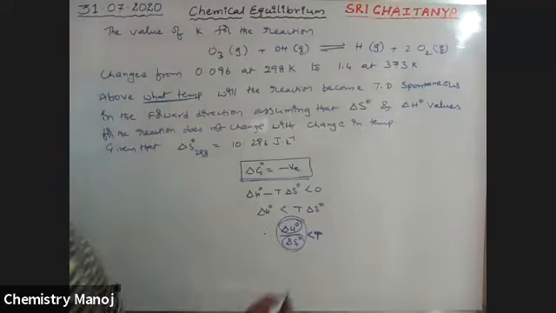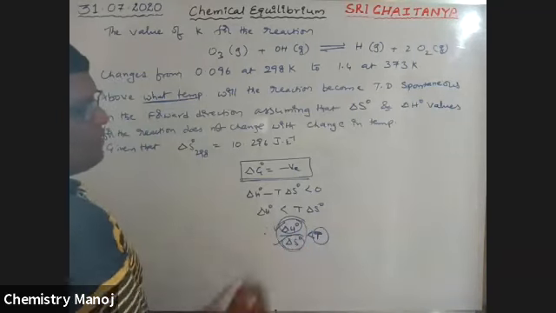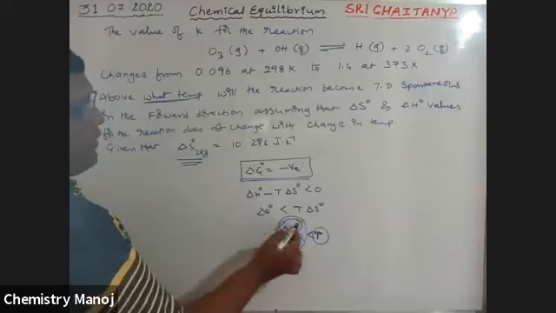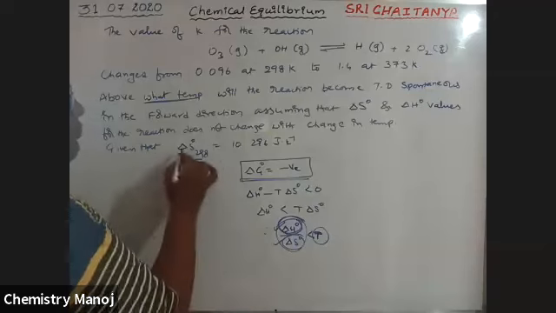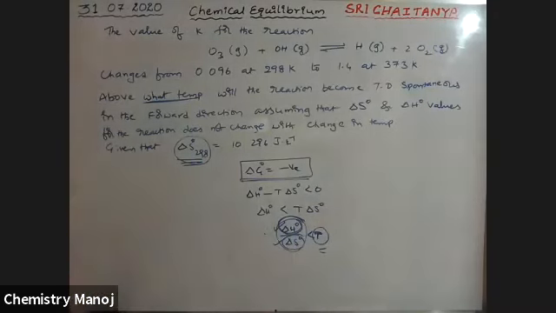So to calculate this temperature, you should first find out delta H naught and delta S naught. Delta S naught is already given to you. First of all, calculate delta H naught by using this data. Then, using this delta H naught and delta S naught, you calculate the temperature T value. So that is the way to do the problem.